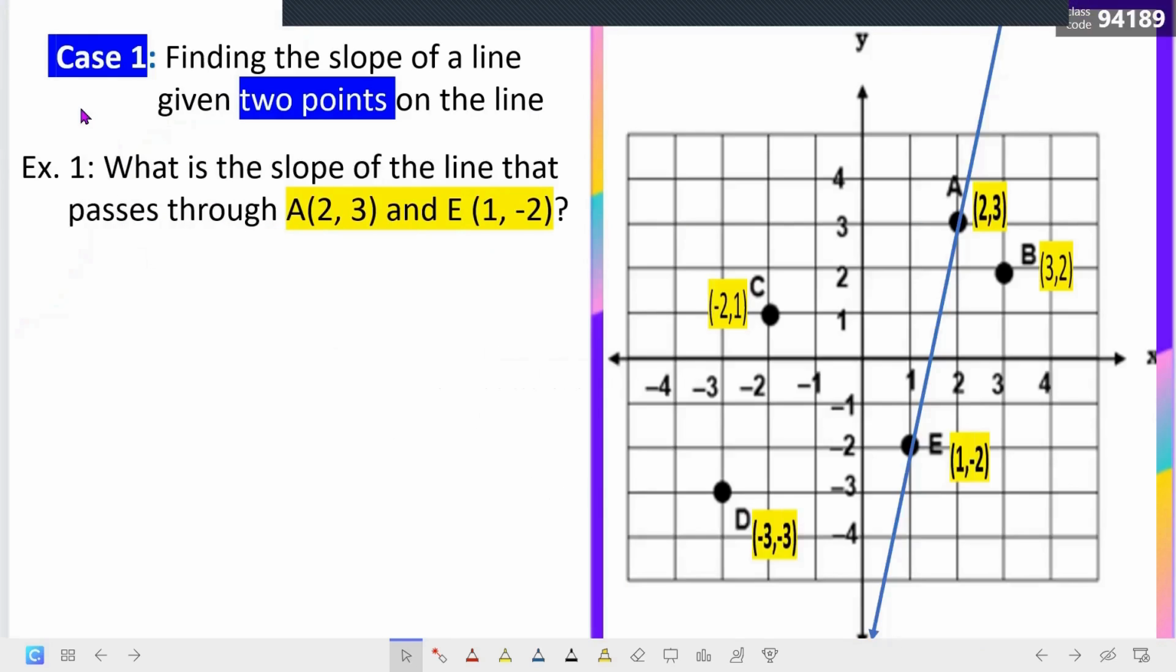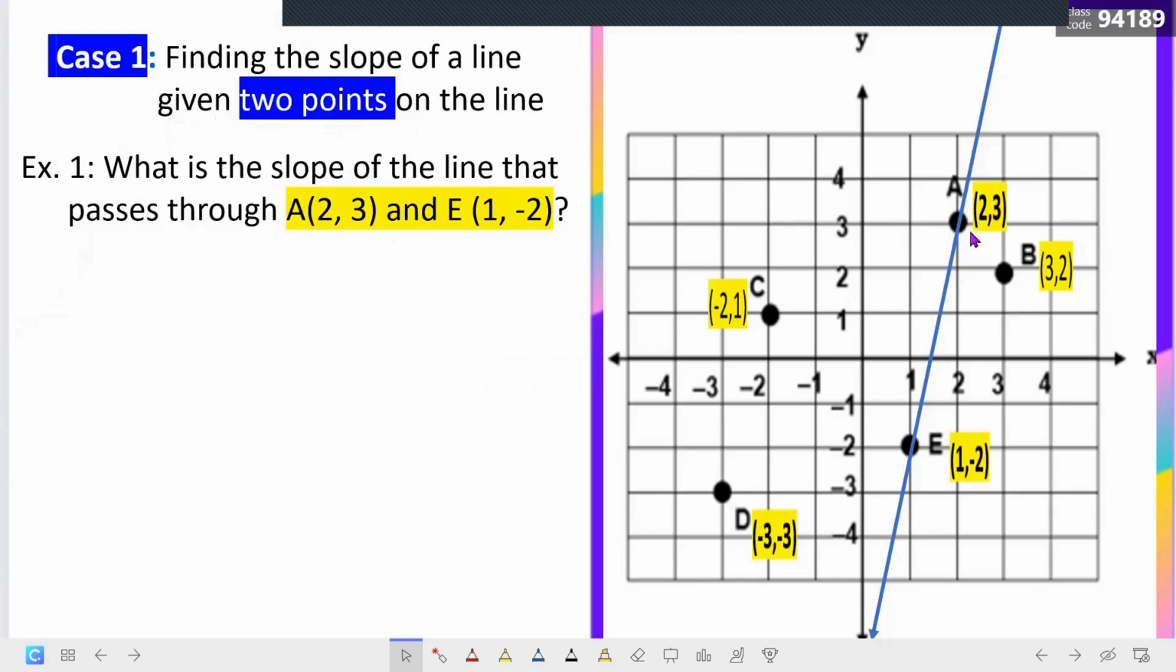Let's take a look at the first example or first case. Finding the slope of a line given 2 points on the line. Example 1. What is the slope of the line that passes through point A with coordinates 2, 3 and point E with coordinates 1, -2?